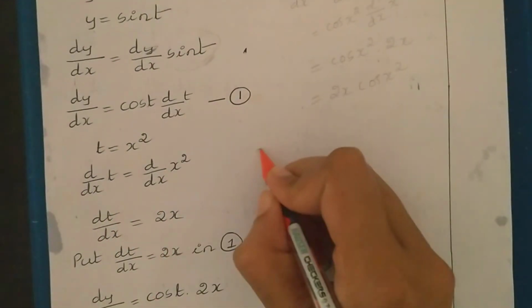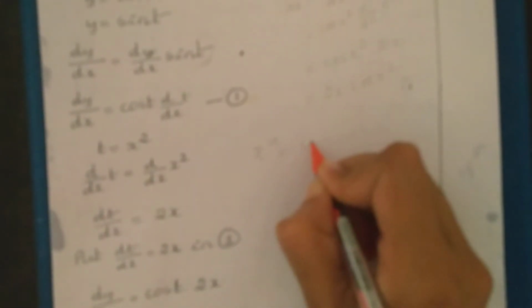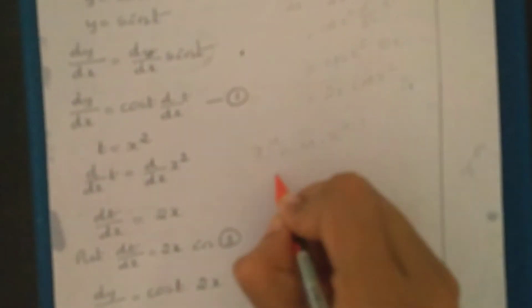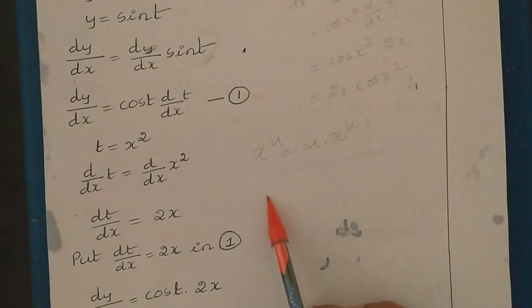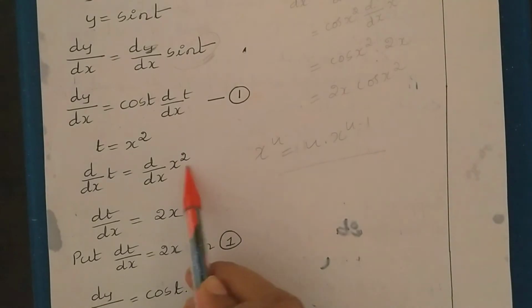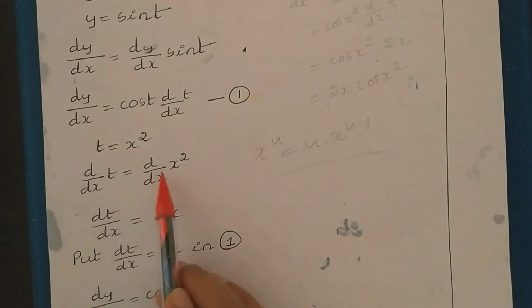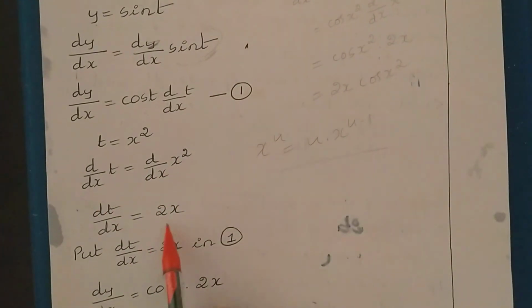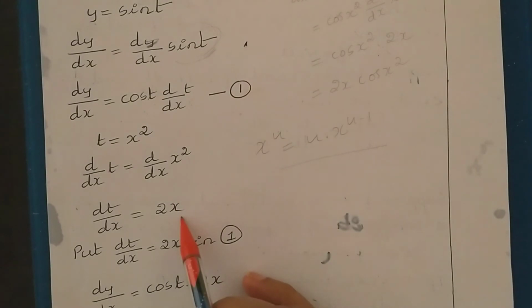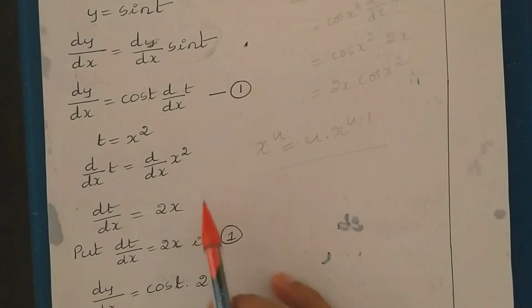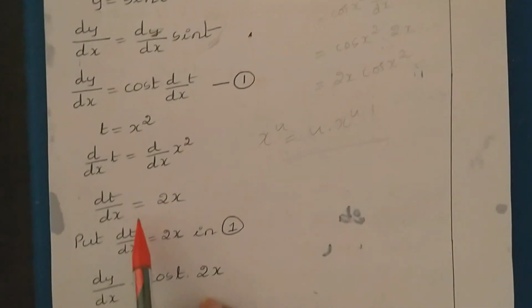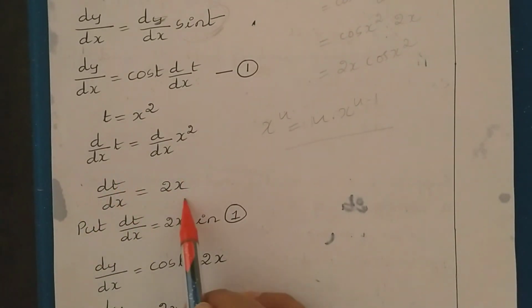See, for this you can apply the formula: derivative of x to the power n is equal to n into x to the power n minus 1. This is the differentiation of polynomial function. Here we have in the place of n, 2. So differentiation of x square is 2x. 2 into x to the power 2 minus 1, that is x to the power 1. So 2x. So now we got the differentiation of t as 2x.